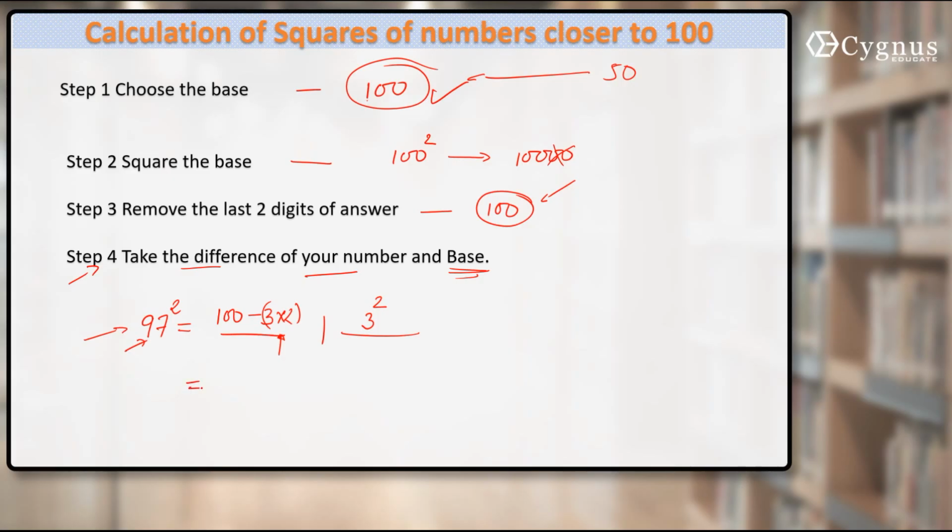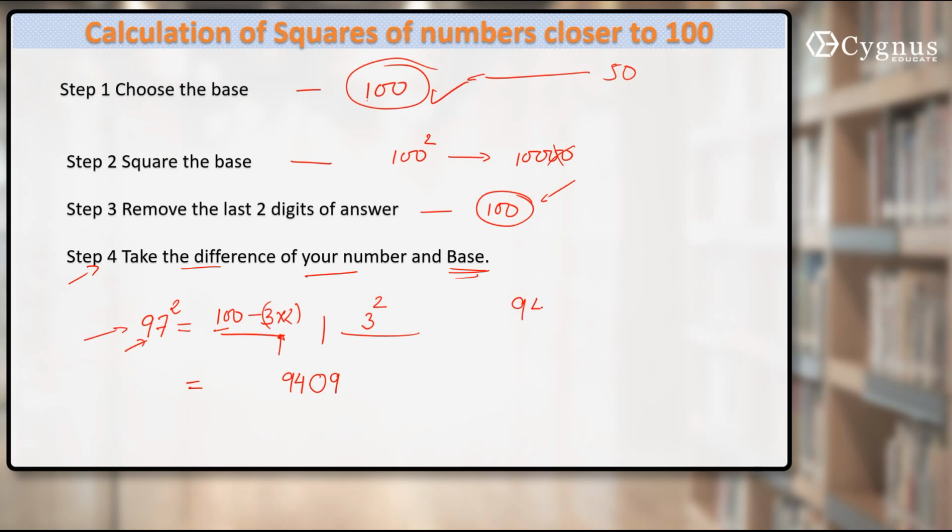Now let's look at the answer. 3 square will give you 9. But we know that the second part of the answer should be of two digits. So instead of 9, I'll write 09. What's the first part? 100 minus 6. That gives you 94. So the answer will become 9409. I hope this is clear. Let's take one more example.